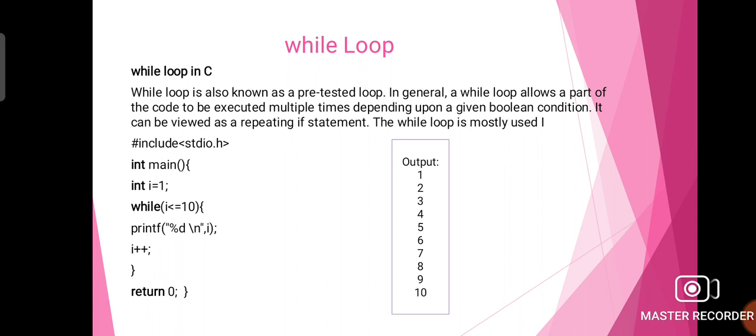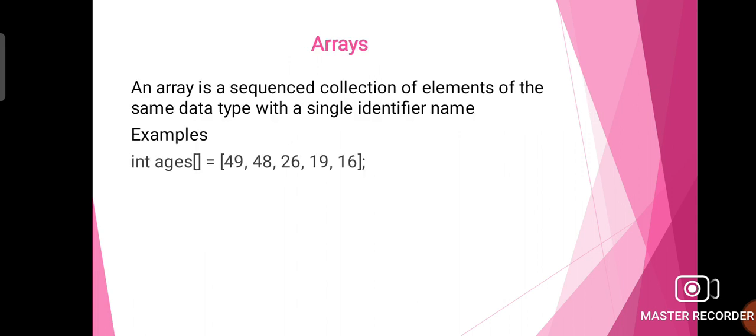And another important thing in C programming is arrays, which is one of the collection data types. An array is a sequenced collection of elements of the same data type with a single identifier name. With a single variable name, we can store a sequence of data of the same data type. So in this example, we can see this is an integer array. We are storing a collection of a sequence of integer elements with the same name, that is ages.